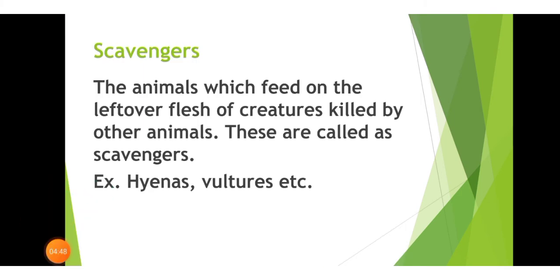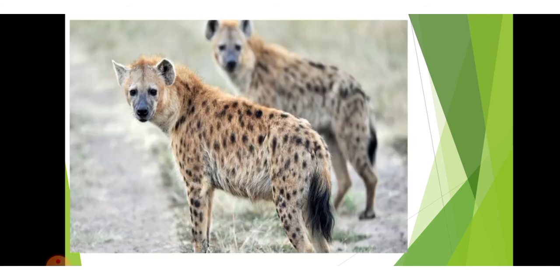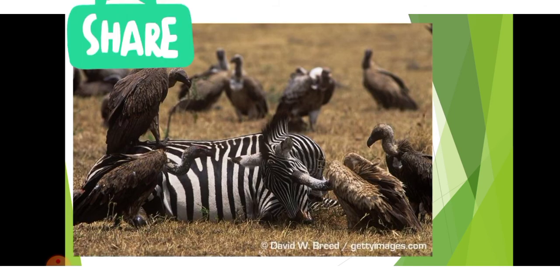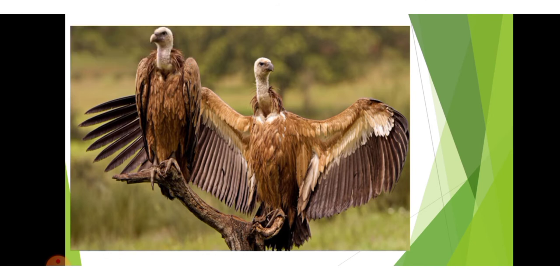Now, what are scavengers? The animals which feed on the leftover flesh of creatures killed by other animals. For example, if a lion hunts a big buffalo and they eat in a group, but leave the remaining parts as they are, then the scavengers will come and start feeding on the leftover flesh hunted by the lion or tiger. These are called scavengers. Examples: hyenas and vultures. They have pointed beaks and pointed teeth. So this is a vulture, a scavenger.